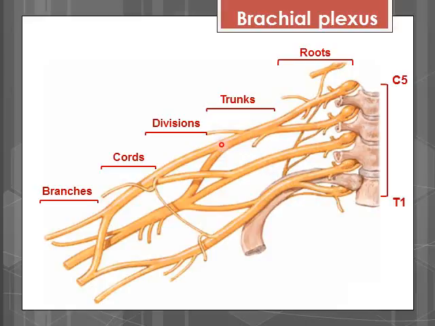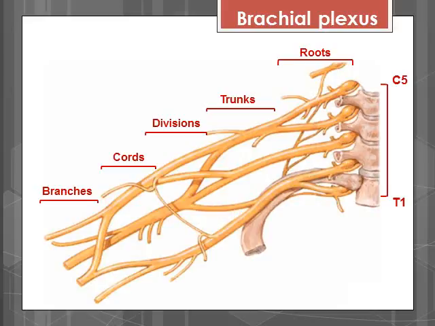Now each trunk divides into anterior and posterior divisions. The upper trunk gives the anterior and posterior division. The middle trunk gives the anterior and the posterior division. The lower trunk gives the anterior division and the posterior division.